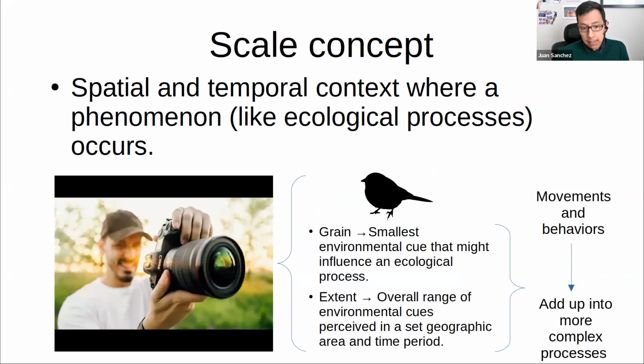We can define the scale using two different attributes. We have the grain, which refers to the smallest environmental cue that a species might perceive and that could influence an ecological process. And we also have the extent, which is the overall range of environmental cues that a species perceives to make a decision in a particular space and time. In more simple terms, we can think about the grain as the resolution. Like if we have a camera, that is the information that we can collect from the environment.